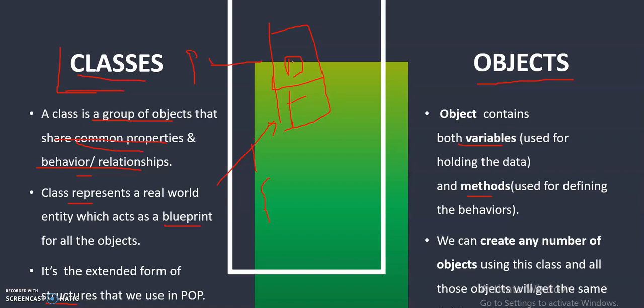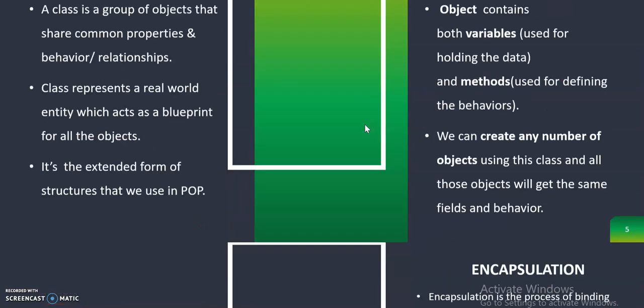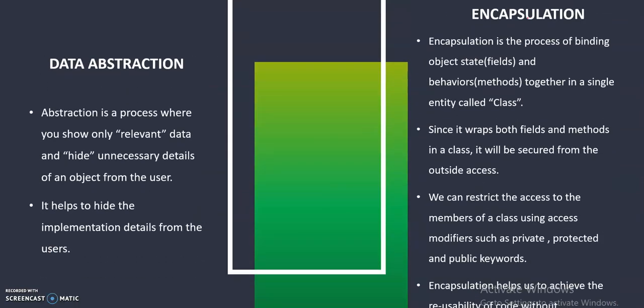Okay, remember this. Here I show you the data part and the function part together. So we can create any number of objects using the class, and all those objects will get the same properties. Remember, there is no restriction on the number of objects we can create of a particular class. So let's start with the next subtopic, that is data abstraction and encapsulation.